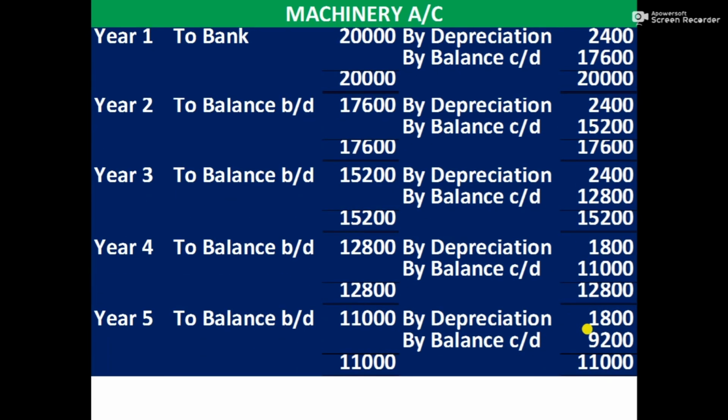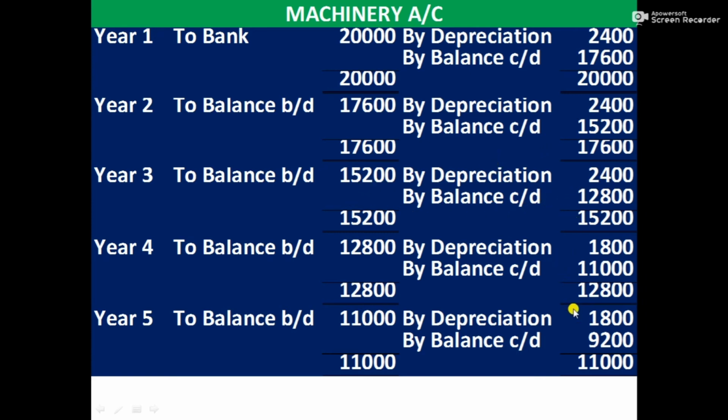First year, you purchase the machine for rupees 20,000. Depreciation for the first year is 2,400 rupees. By depreciation, you computed the balance 17,600. That 17,600 is brought forward to next year, year 2. Year 2 depreciation is 2,400. We computed the balance like that.